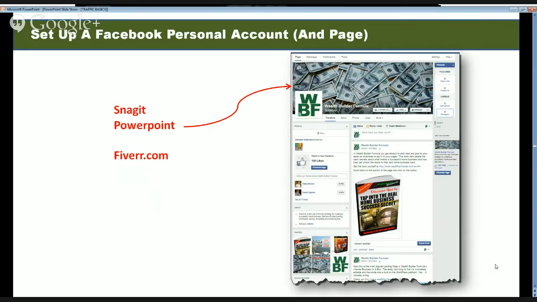So the homework is to set up your personal account, and then look at how you're going to do graphics. If you've already got a personal account, that's fantastic. You're already done with your homework. Later, we'll be talking about how to set up a page.